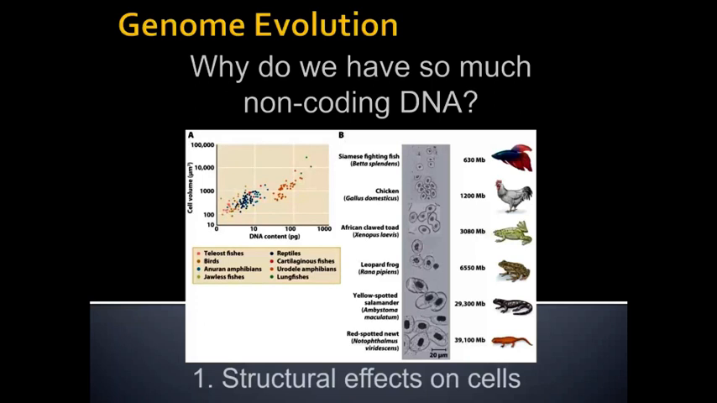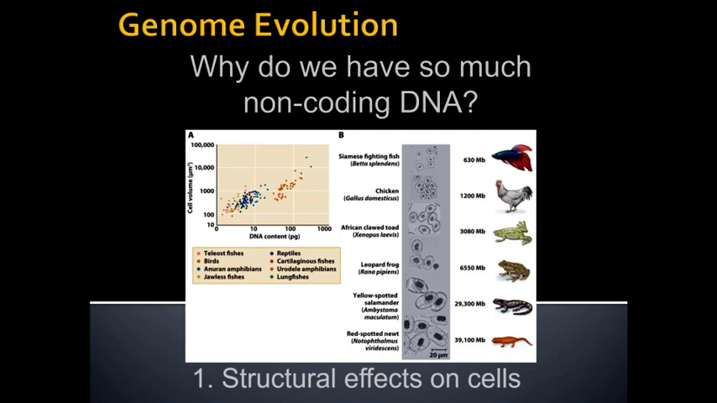C-value paradox. This one's going to be a little shorter than most. Just one major key concept and then two explanations for why. Before we get to the C-value paradox, though, I'd like to review and extend a little bit our discussion about why genomes are so big.